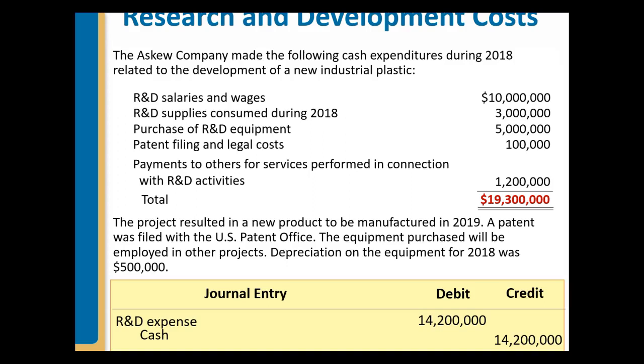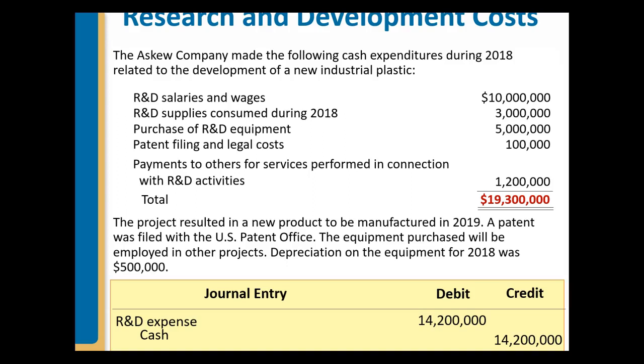new industrial plastic. The wages and salaries, $10 million. The R&D materials consumed during 2018, $3 million. Purchase of R&D equipment, $5 million. Patent filing and legal cost of $100 million, and then payments to others for services performed in connection with the research and development activities.